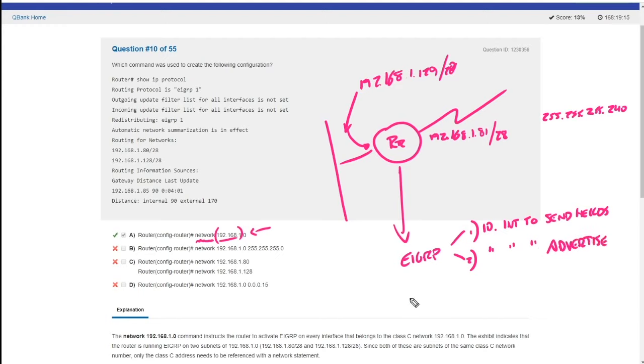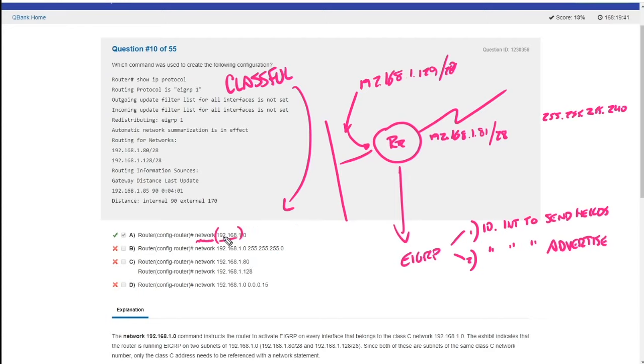Identify interfaces to advertise using the EIGRP process. By default, EIGRP is a classful routing protocol. So when I type in network 192, it's going to say, okay, I'm going to take the default Class C subnet mask, which is kind of what they show as the second answer, B. It does that by default.